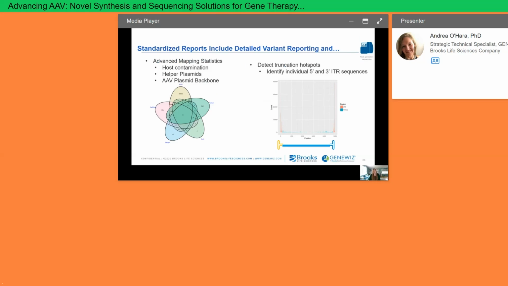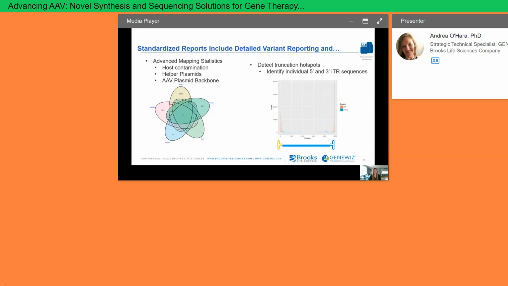Our bioinformatics analysis includes standardized reports. This will have detailed variant reporting. That's where we'll find out about the frequency of our changes, if any, within the recombinant AAV genome. We will also have advanced mapping statistics. This will tell us about host contamination, helper plasmid contamination, and AAV plasmid backbone contamination. And we'll be able to detect truncation hotspots, including the 3' and 5' ITR sequences.